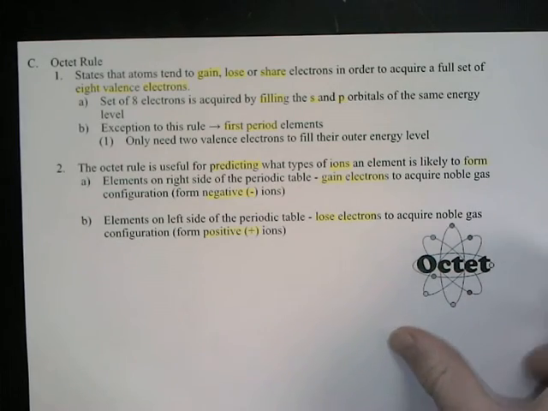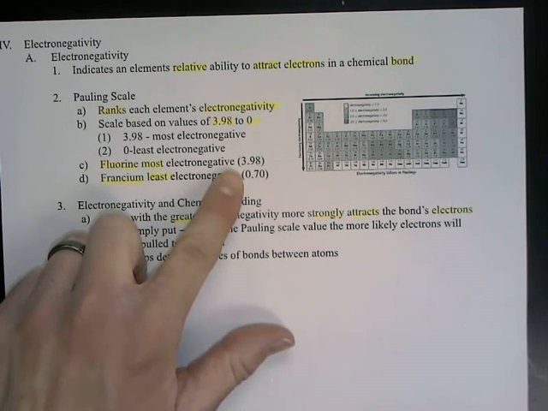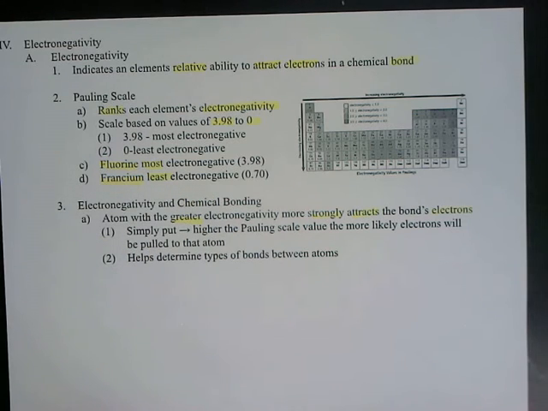All right, our last trend here is what we call electronegativity. Electronegativity is how strongly an atom wants to hold on to its electrons. Linus Pauling, a scientist, developed a scale for how strongly the electrons want to be held onto by the atom. Now, a higher number, so 3.98 is our highest, indicates something that is more electronegative. A lower number is something that is not so electronegative.